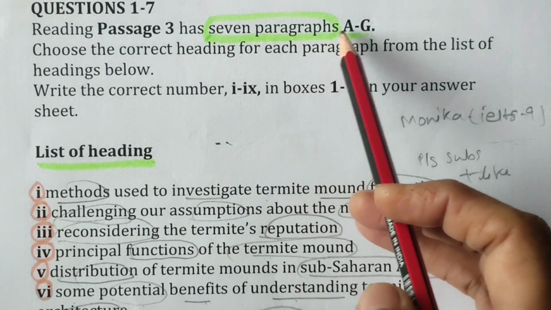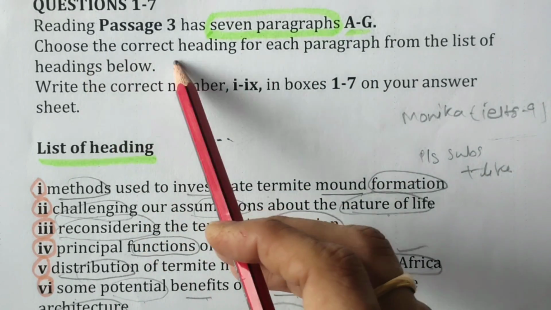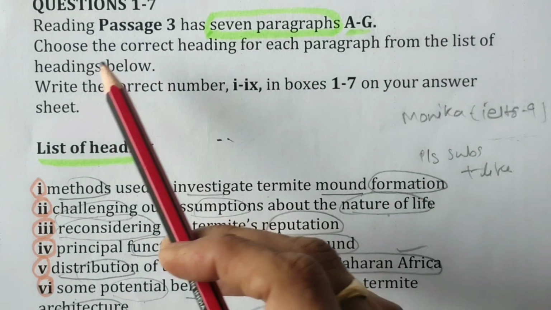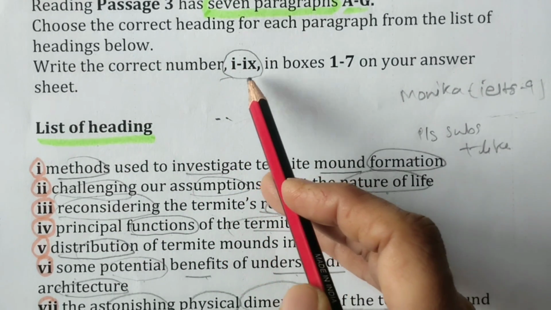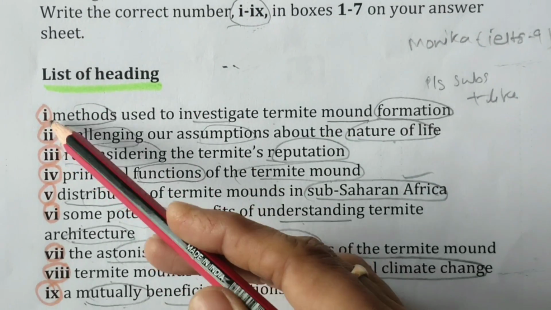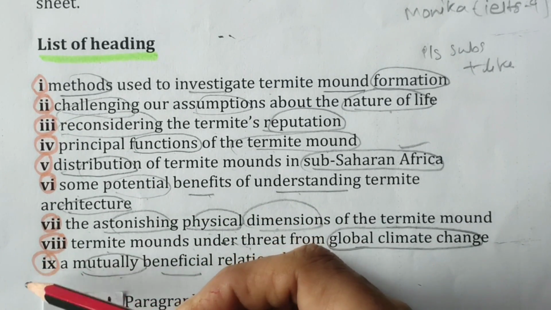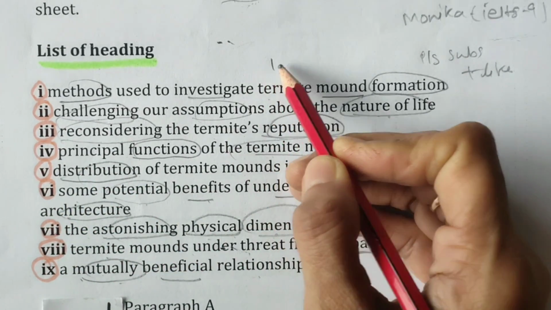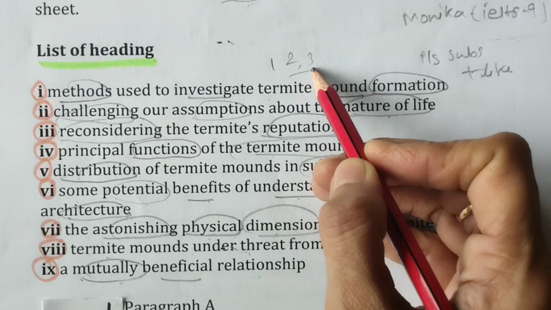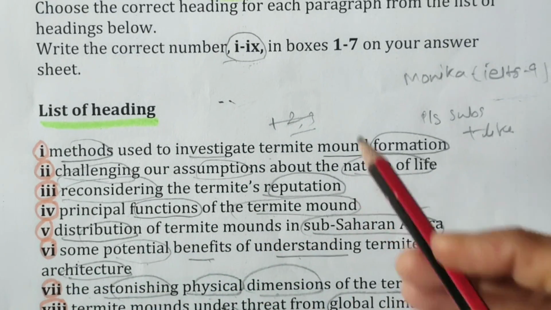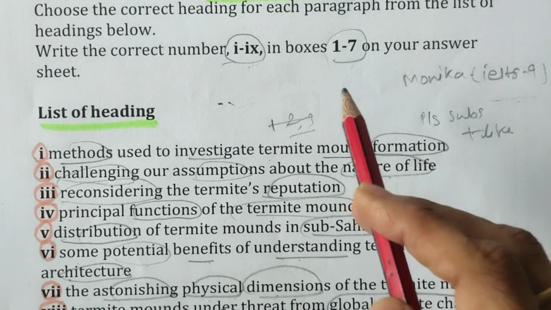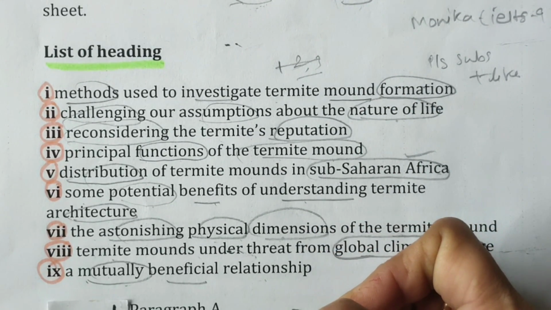Passage 3 has 7 paragraphs, A to G. Choose the correct heading for each paragraph from the list of headings below. Write the correct number. So this means correct numbers. In this style only you need to write answers. You can't write 1, 2, 3, 4 answers. No. In the same style you need to write in front of these answers. Okay. So let's do it.